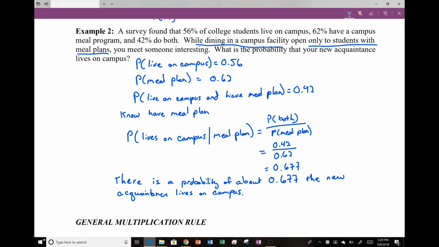So I recommend that you begin looking at problems with conditional probability, with givens, and see if you can pick out the given part, see if you can do these calculations, and then let me know if you have any questions.